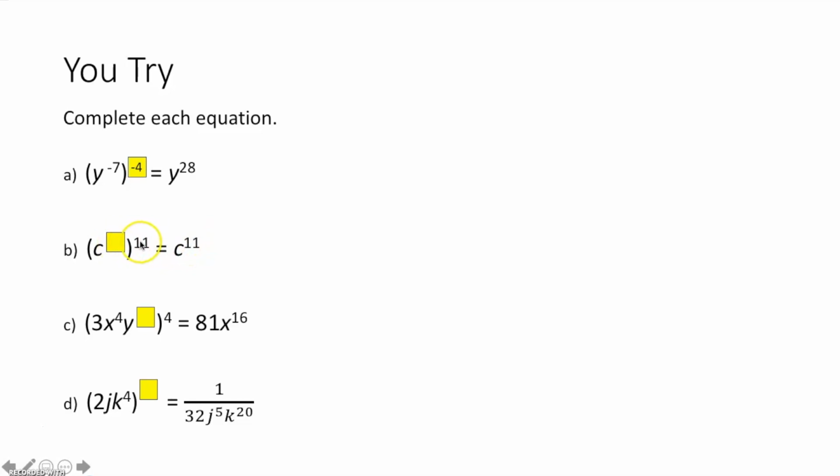C to the what power, all raised to the 11th power, equals c to the 11th power. Well, again, these two numbers have to multiply together because a power to a power, you multiply those together to get this guy right here. So 11 times what equals 11? Well, that's 1, and you're done.